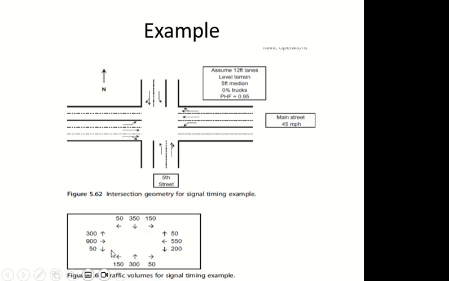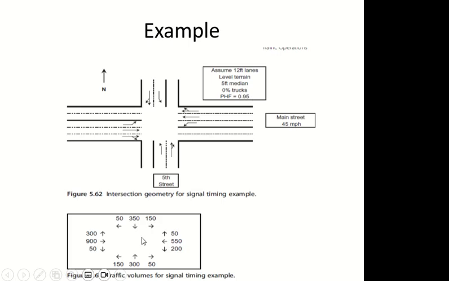Now all these values are volumes. I need to convert them into flow rate of passenger cars per hour. To convert volume to flow rate, I'll divide all these values by 0.95, the peak hour factor. So all these values must be divided by 0.95, which is the peak hour factor. This will convert it to flow rate.